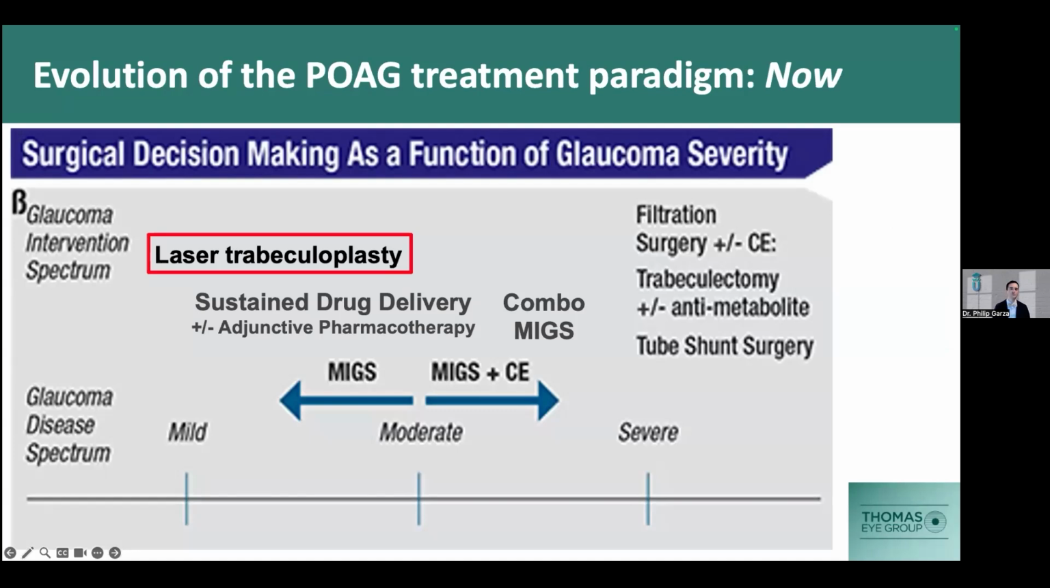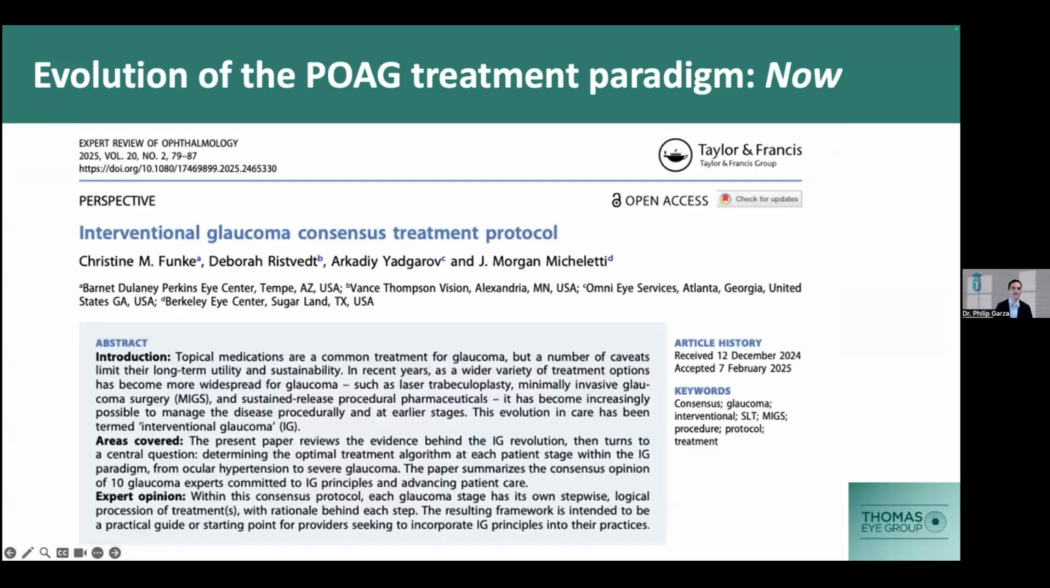And so here is my surgical decision-making and treatment algorithm currently, for mild stage disease as initial therapy. This is where topical pharmacotherapy used to sit, but now it's laser trabeculoplasty. And it's not just me who's saying this. This is a paper that was published earlier this year by colleagues of mine who I'm not in direct practice with, but who I know very well.